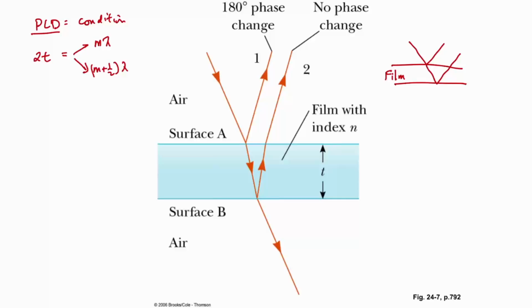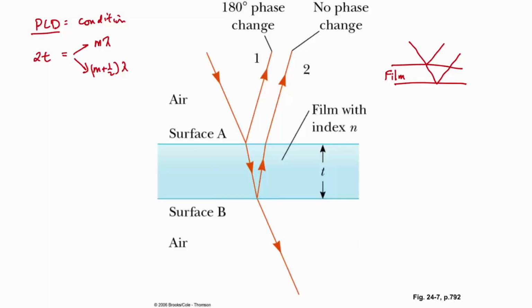I never know how to teach this, because different people's brains have different ways of understanding what I'm about to say. So I'm going to try this several different ways, and I'm going to hope one of them sticks. Okay? Do not assume that m lambda is constructive and m plus a half is destructive. That is no longer true. Let me show you why.